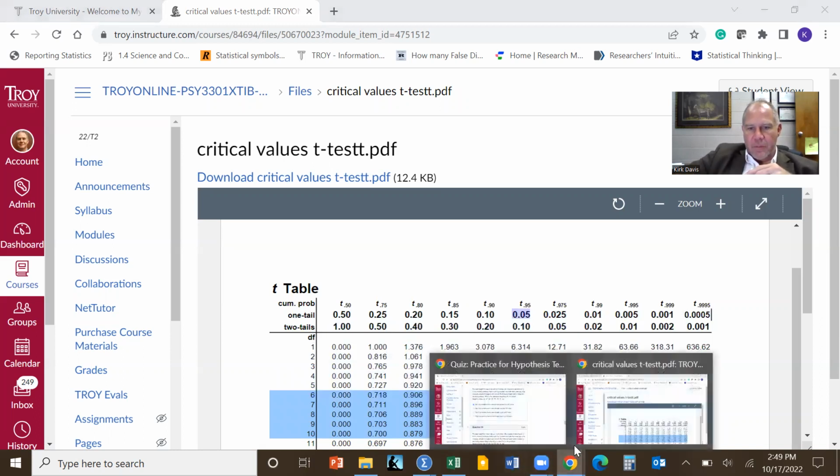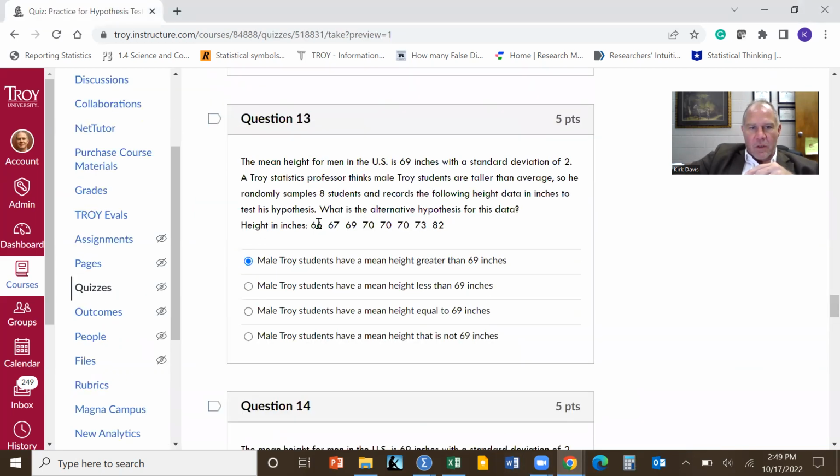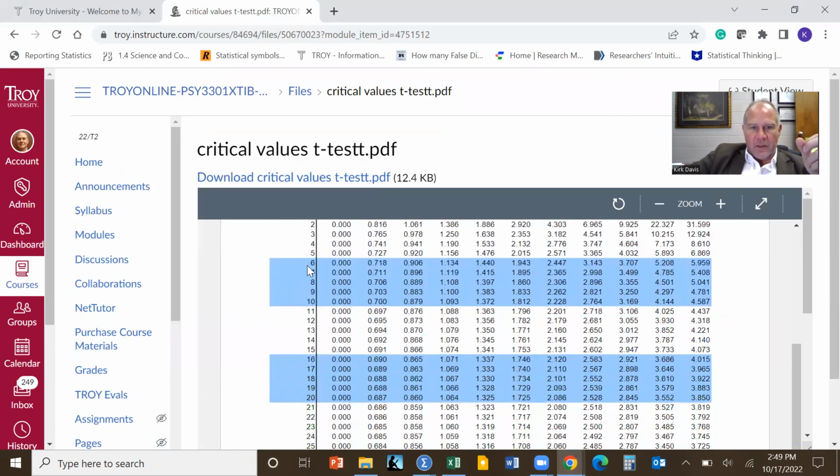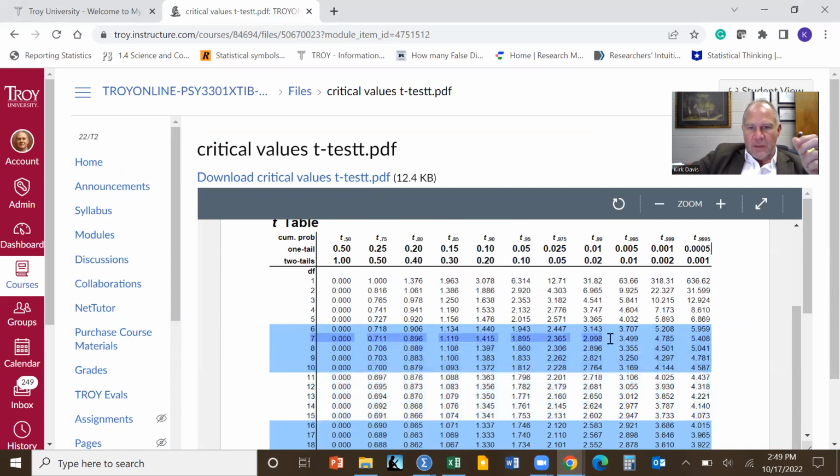So in this case, we have 1, 2, 3, 4, 5, 6, 7, 8. We have 8 pieces of data. Our sample size is n equals 8. So we know our degrees of freedom is 8 minus 1, which is 7. So I need this row. And I determined already it was one directional at the 0.05, so it comes down, and we need a value of 1.895. So in other words, when we compute our own t statistic, our test statistic, we know before we ever compute anything that we need a value of at least 1.895.